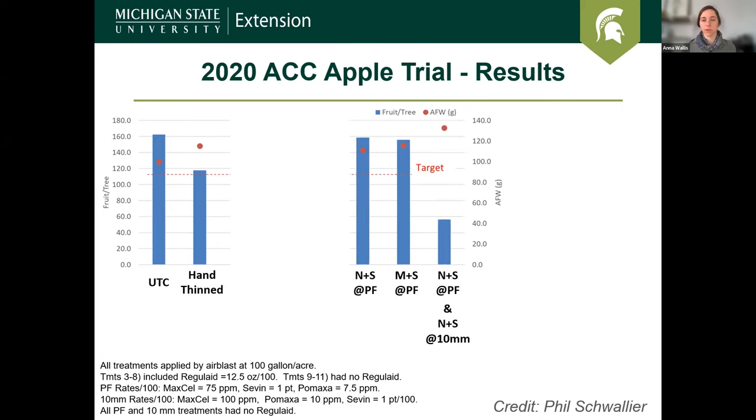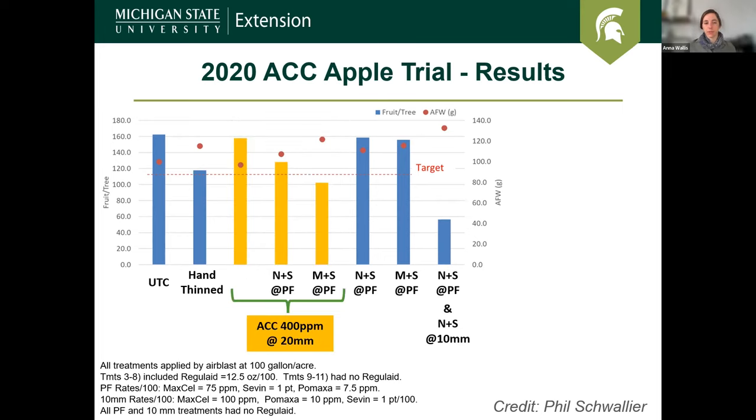And so these were some of the grower standards. He applied NAA at 7 or Maxell at 7 at petal fall. Or he did two sprays of NAA at 7 at petal fall and at 10 millimeters. And you can see the standalone treatments didn't provide very much thinning, and two applications overthinned quite a bit.